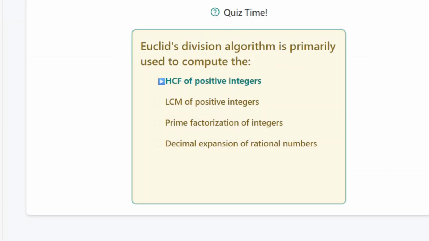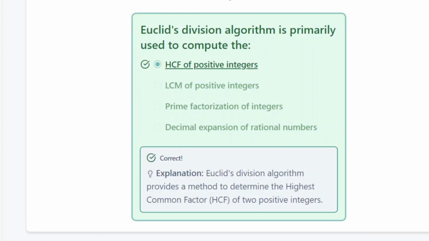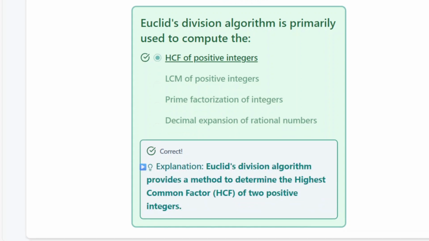Option A, HCF of positive integers. Option B, LCM of positive integers. Option C, prime factorization of integers. Option D, decimal expansion of rational numbers. Correct. The answer is HCF of positive integers. Explanation: Euclid's division algorithm provides a method to determine the highest common factor, HCF, of two positive integers.